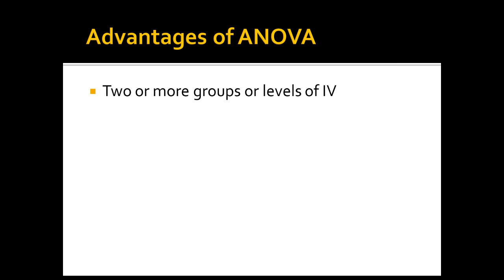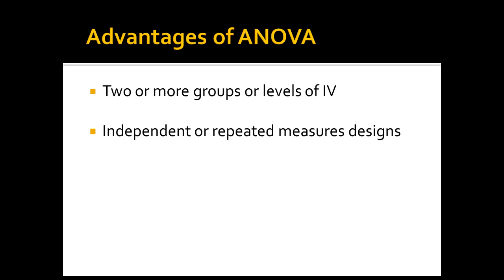So, advantages of ANOVA. First, two or more groups or levels of the IV. You can do an independent or repeated measures design, so it's flexible in that sense, or you can have both, where it's mixed. You can have multiple IVs. Now, please note that these IVs would be categorical and not continuous. If you had a continuous IV, you would be doing a different sort of analysis, like a regression. If it was just a continuous IV and a continuous dependent variable, that would be basic regression.